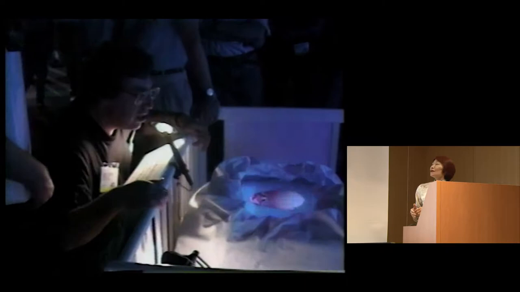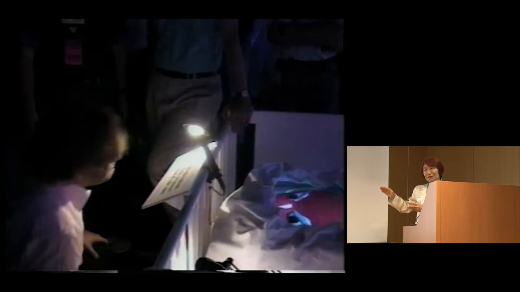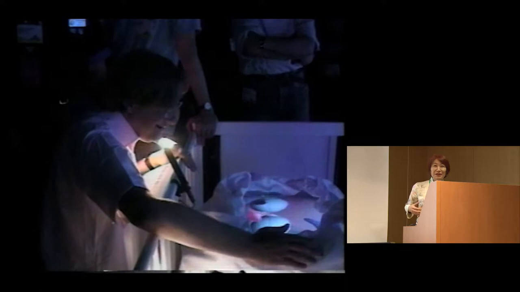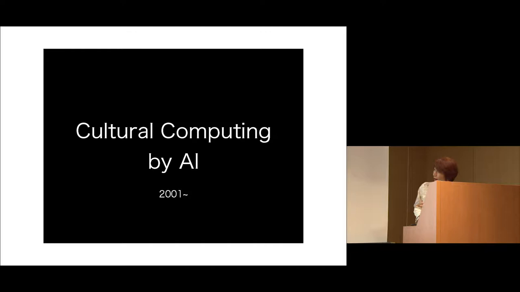So then, after that, American people talking in English, but we are Japanese, and sometimes voice intonation is quite different, and it depends on the country. Gender and even language can depend on the country, people's intonation is different. It means emotion is very dependent on the culture. That's why I started cultural computing, and cultural computing by AI.